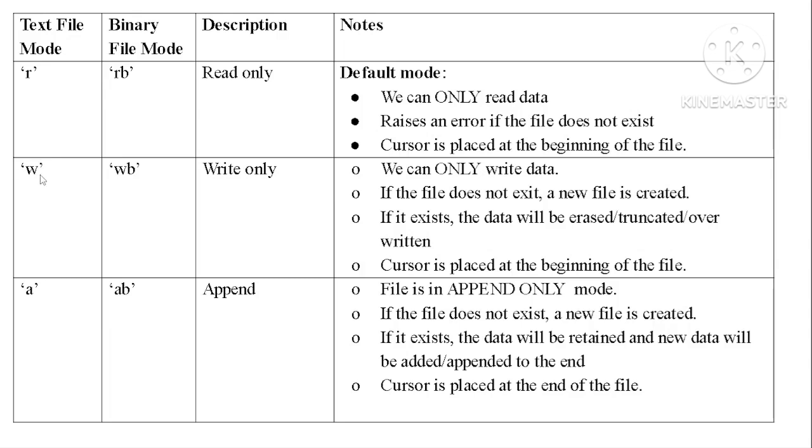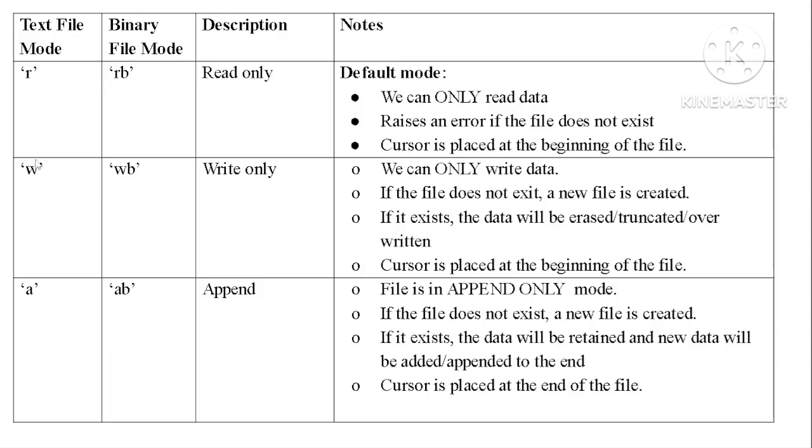Suppose you open a file which is not existing in W mode, Python will automatically create a new file in that name. If you try to open a file which does not exist in A mode, here also a new file is created. Suppose the file exists, what will happen? In R mode, no problem, the cursor will be ready to read. In W mode, if the file already exists, the existing data will be erased or truncated or overwritten. Everything will be cancelled and the cursor will go to the beginning of the file.